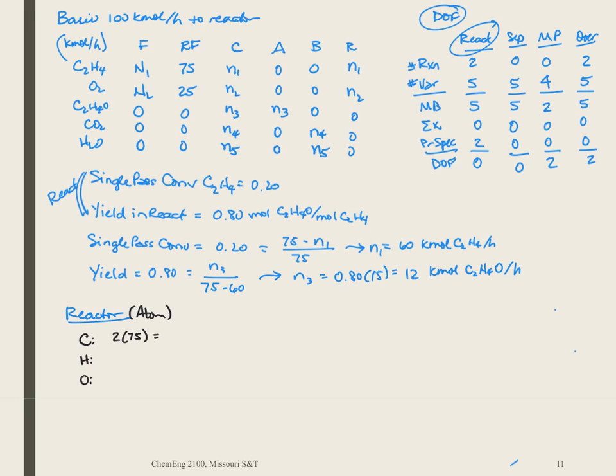I have 2 that exit in C2H4, but I already know that number is 60. I have 2 that exit in C2H4O, but I already know that number is 12, and I have N4. And so I can solve this for N4.